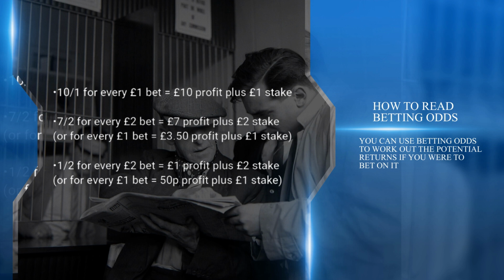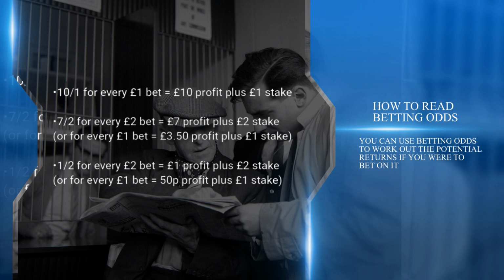Let's go through some examples. 10 to 1: for every £1, £10 profit plus £1 stake. 7 to 2: for every £2 bet, £7 profit plus £2 stake back. 1 to 2: for every £2 bet, £1 profit plus £2 stake.